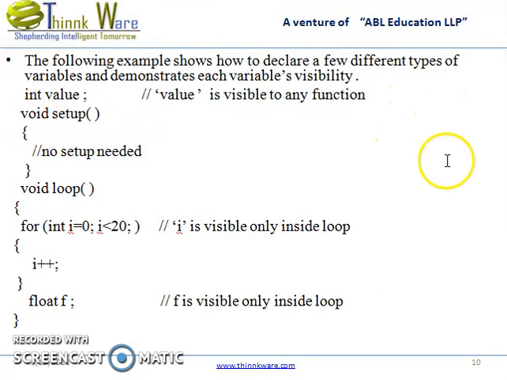The following example shows how to declare a few different types of variable and demonstrates each variable's visibility. You can have a look and read it to understand more.